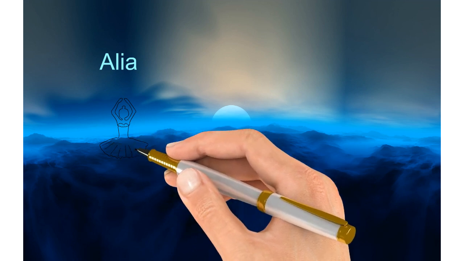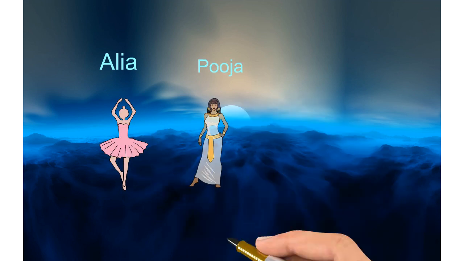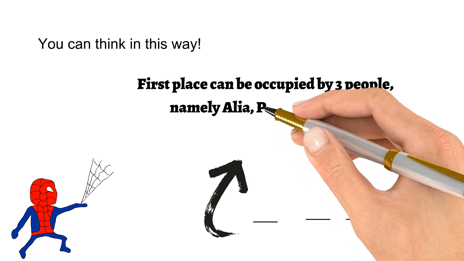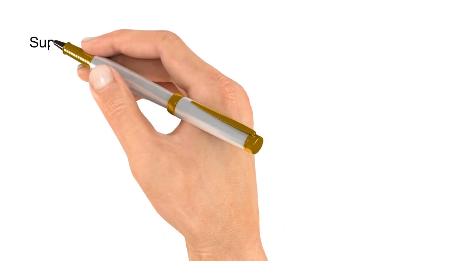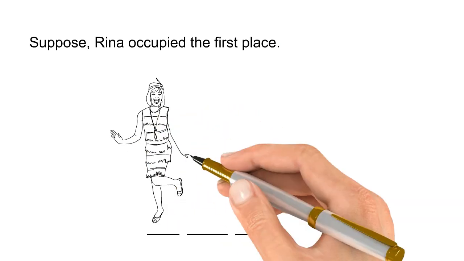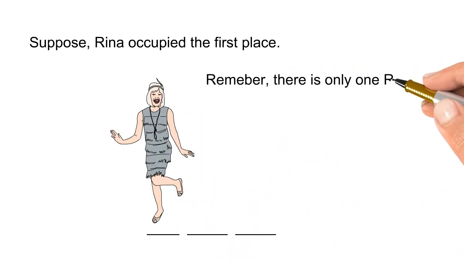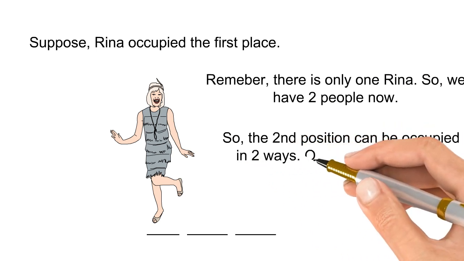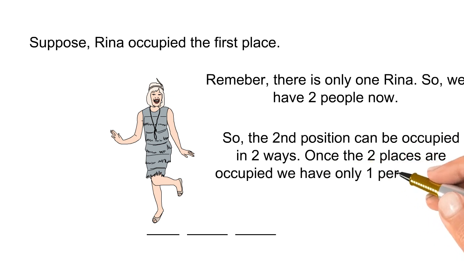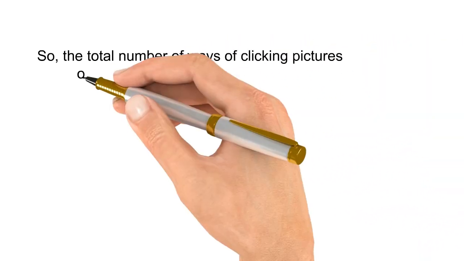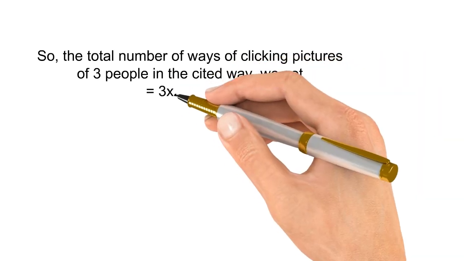What can you say about clicking pictures of three of your friends, Alia, Pooja and Reena? Let us see in this way. The three girls can occupy the first place in three ways. Suppose Reena occupies the first place. Remember, there is only one Reena, so there are no duplicates of Reena. So in total, there are now only two girls. The second position can be occupied in two ways and the third in one way by one person. So the total number of ways of clicking pictures of three people in a sitting way will be 6 ways.